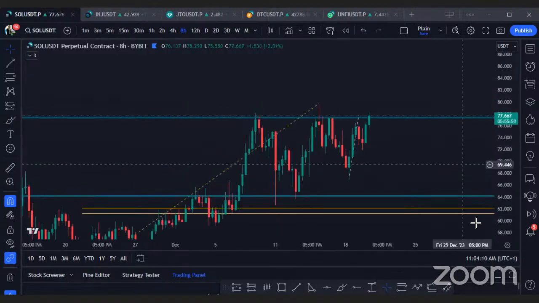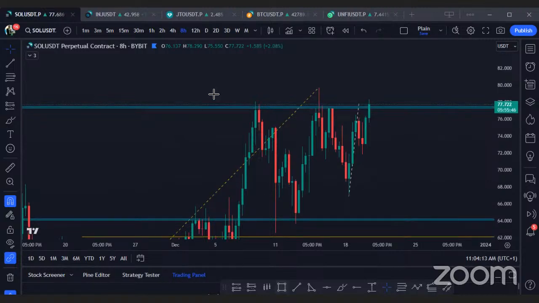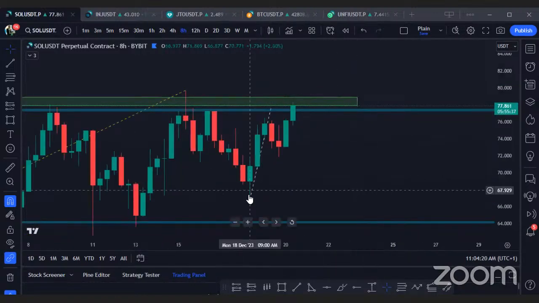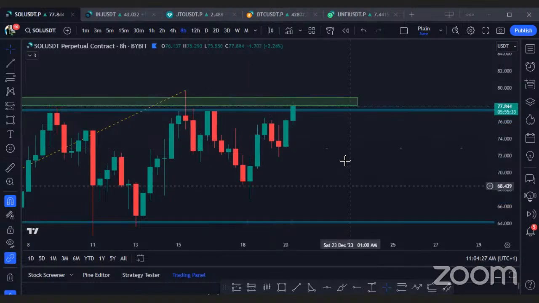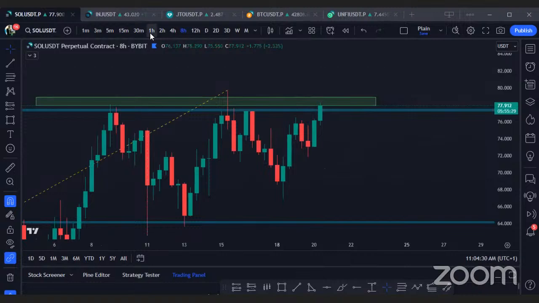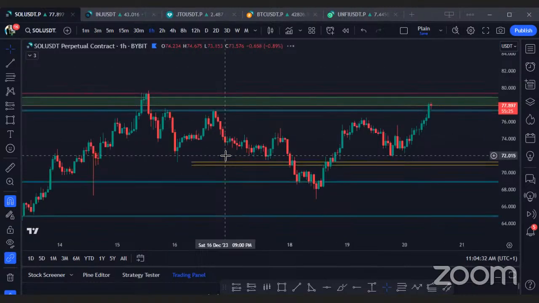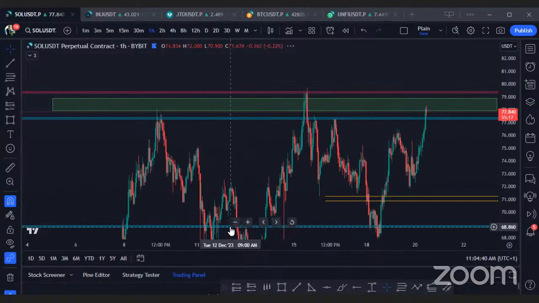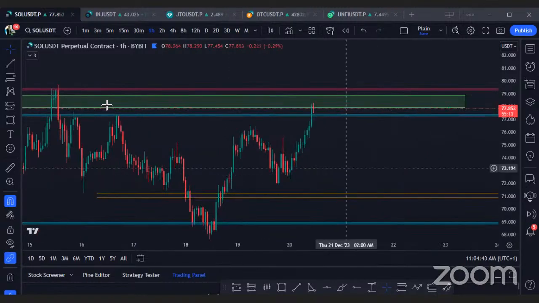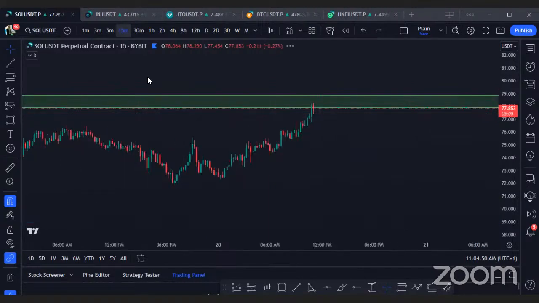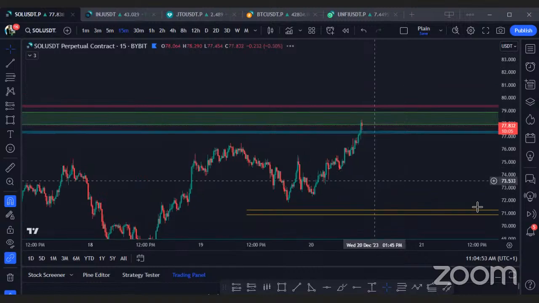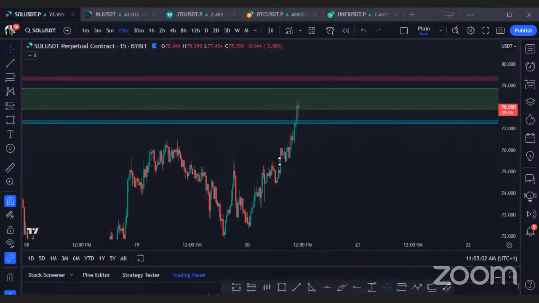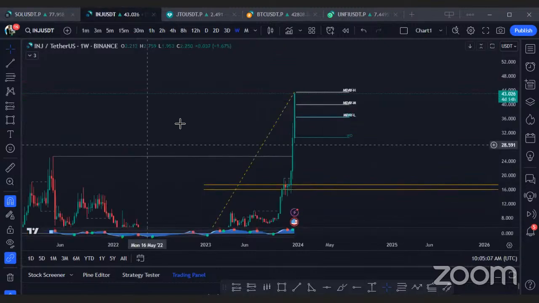Okay, so for Solana, the way it is right now, we do have a resistance around this area of 78. I don't know if Solana will break up there. But if it fails to break above that area, then I think a quick short would do for Solana. I'll look for a quick short on Solana. Let me see if I can scalp it and make some money for myself.